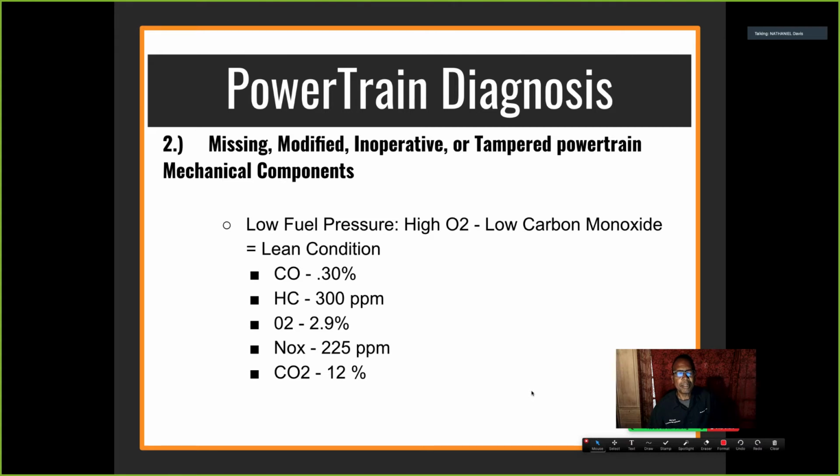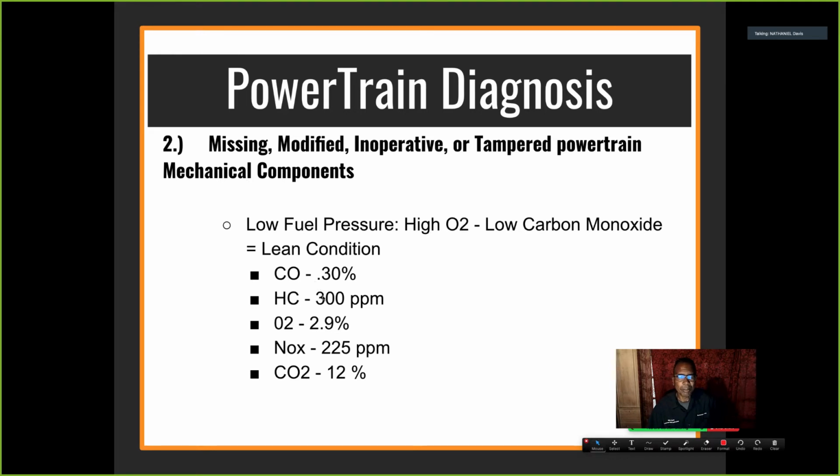Now here's lean. Here's a lean condition. Okay. High O2, low carbon monoxide, CO, equals lean. You can see that CO is low, HC slightly elevated, O2 is 2.9. Right?